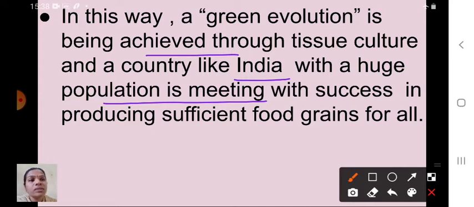So through this statement you will get the importance of tissue culture and biotechnology, isn't it? India wants a lot of food, because here the population is more, so that our food needs are fulfilled with the help of this tissue culture.